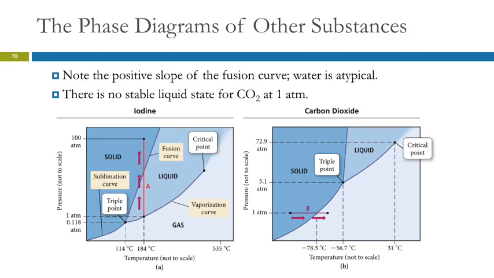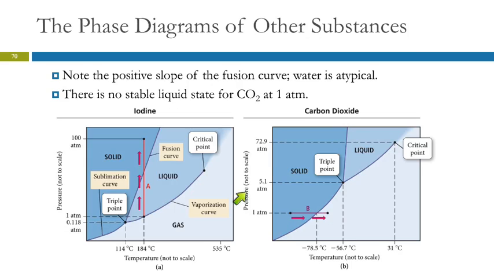Here we've got iodine and carbon dioxide. We talked about carbon dioxide, and here's the critical point for carbon dioxide, down here around 31 degrees Celsius, much lower than for water. Now, for both iodine and carbon dioxide, this fusion line bends to the right. It's got a positive slope, whereas for water, it had a negative slope. Water's unusual in that way. And so we can find the triple point for these things, and a critical point.